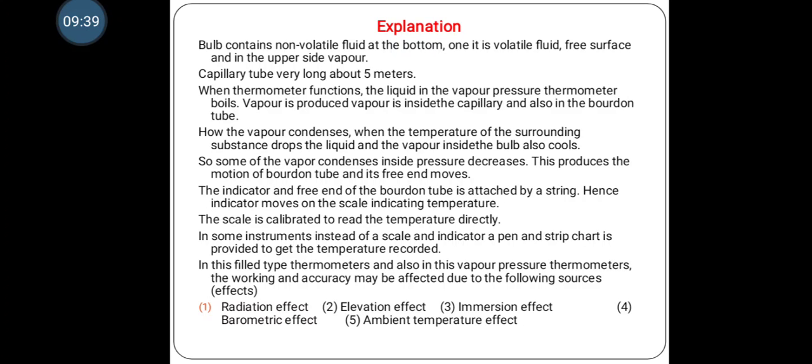This produces the motion of the Bourdon tube and the free end moves. The indicator and the free end of the Bourdon tube are attached by a string. Hence, the indicator moves on the scale indicating the temperature, and the scale is calibrated to read the temperature directly. Now there are some advantages, disadvantages and applications of the vapor pressure thermometer.